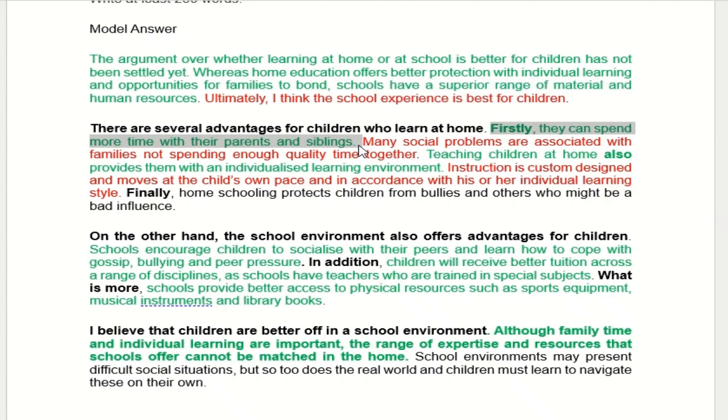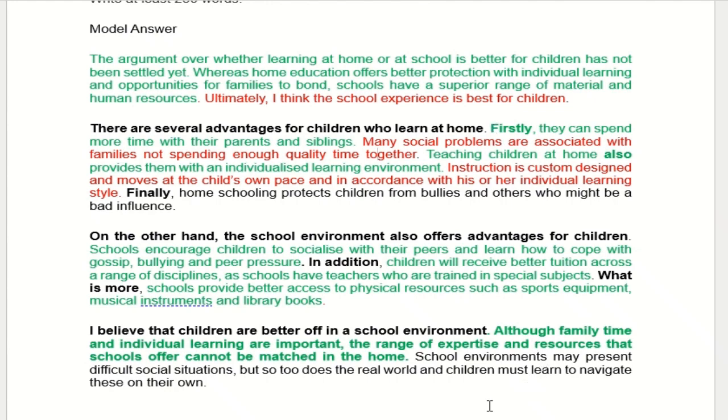And now the second sentence in red, this is just to support the firstly sentence. It says they can spend more time with their parents and siblings. And then he makes this statement to support the fact that that's a better thing to do. Many social problems are associated with families not spending enough quality time together. That means that the first point is still being made here.